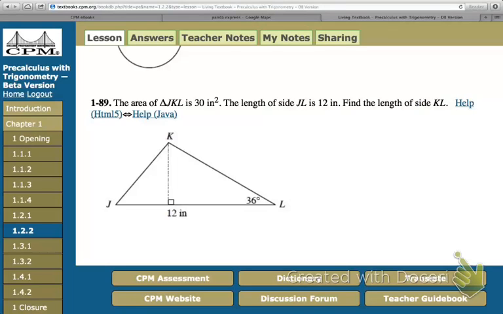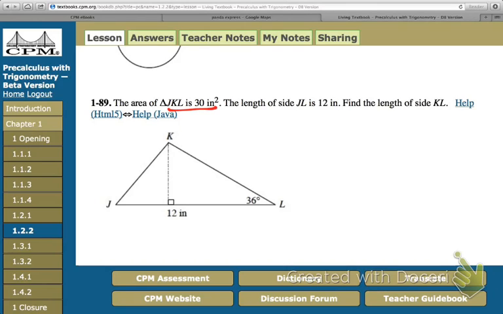So I wanted to go over 89. It was requested for homework, and also 114. So I'm going to start with 89. This is from homework 1 to 2. We know a couple things. The area of this triangle is 30 inches squared.